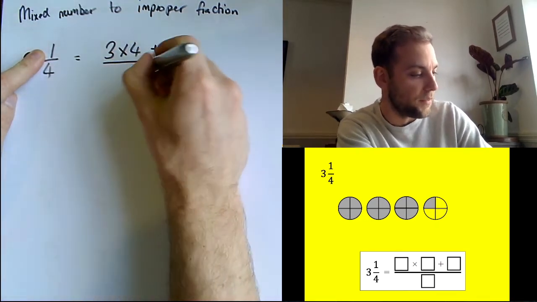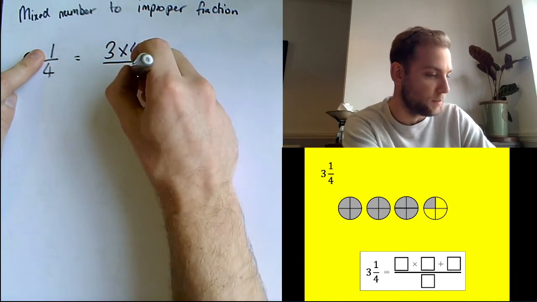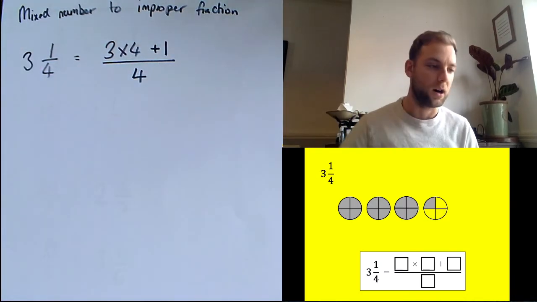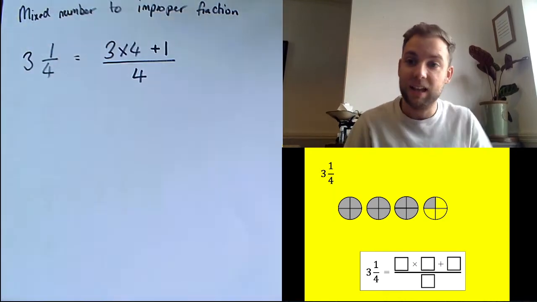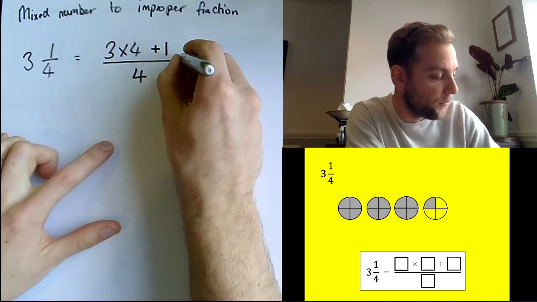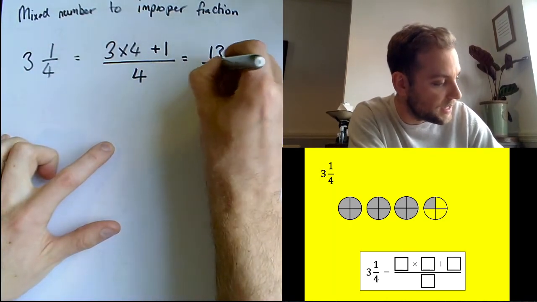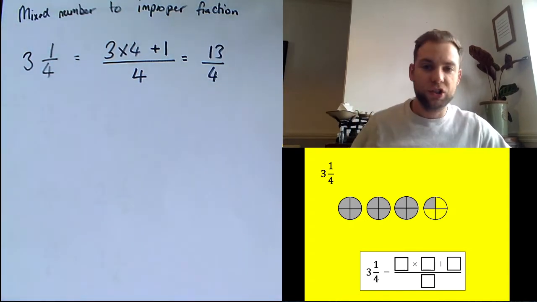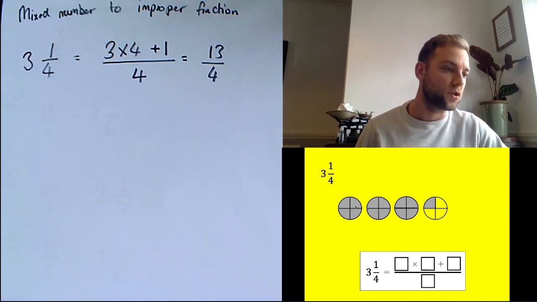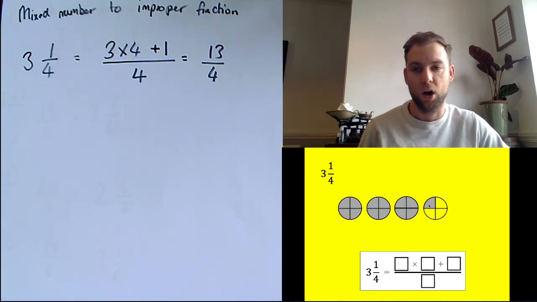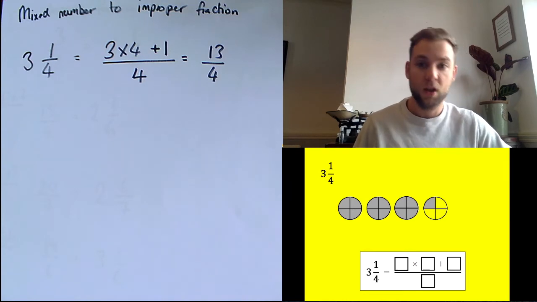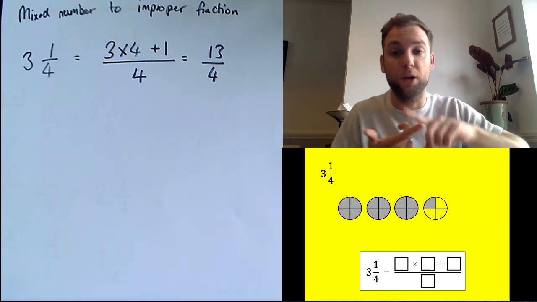And then this, remember, is what we're dividing by, what they're split up into. So these are split up into 4 parts. This here is how you convert the other way around. So 3 times 4 is 12, plus the 1 is 13 over 4. Let's just check that here. So I've got 1, 2, 3, 4, 5, 6, 7, 8, 9, 10, 11, 12, 13 over 4. Brilliant. So that means I've got 13 parts which are split up into 4.